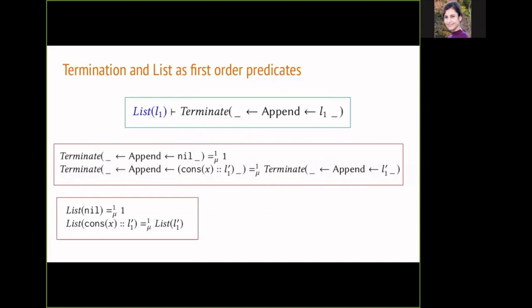Okay, so similarly, I define predicate list, where if a list is equal to nil, then we know that it is a list, so it's just 1. And if it is cons of some element and L1 prime, we only need to know that L1 prime is actually a list.